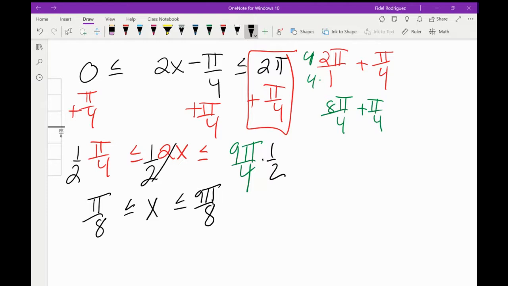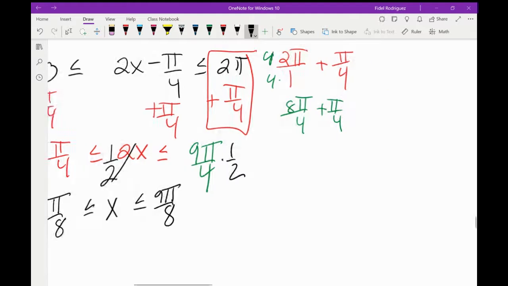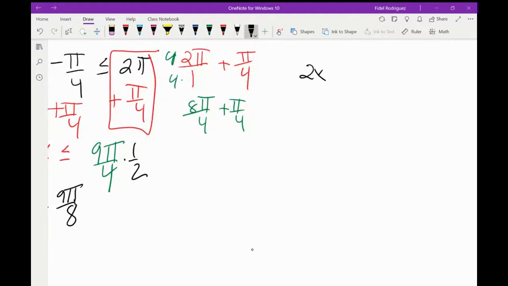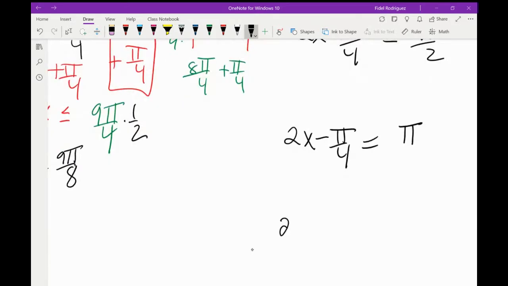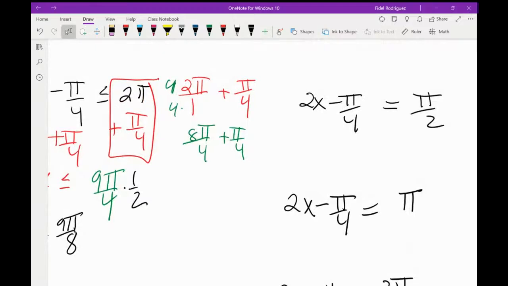So when we were doing this a while ago, remember we said we just found the first value and we just found the last value. We still got to find what? The 3 in the middle. So just like we did before, y'all, we're going to write 2x minus pi over 4 equals, remember the first one was pi over 2, 2x minus pi over 4 equals pi, and 2x minus pi over 4 equals 3 pi over 2. Perfect. I'm just setting up the 3 equations that I need to solve, okay?